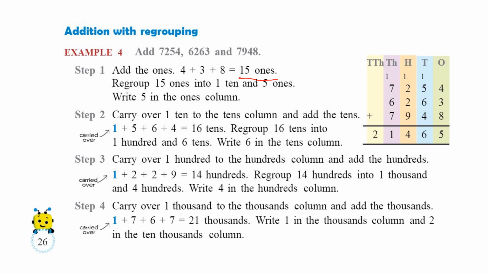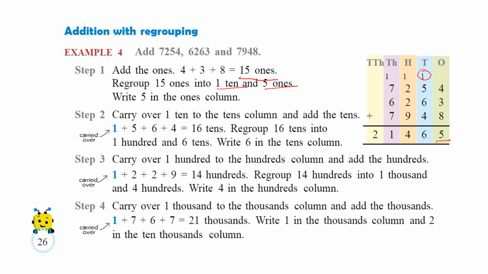What am I supposed to do now? I have to find how many ones and how many tens are there in 15 ones. I have 1 ten and 5 ones. So I have to write only 5 ones in ones place and take 1 as carryover, that is the tens digit, to the tens place.